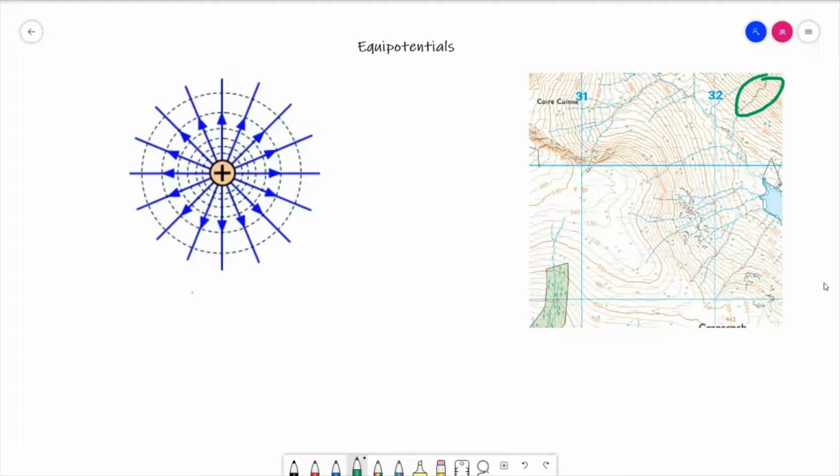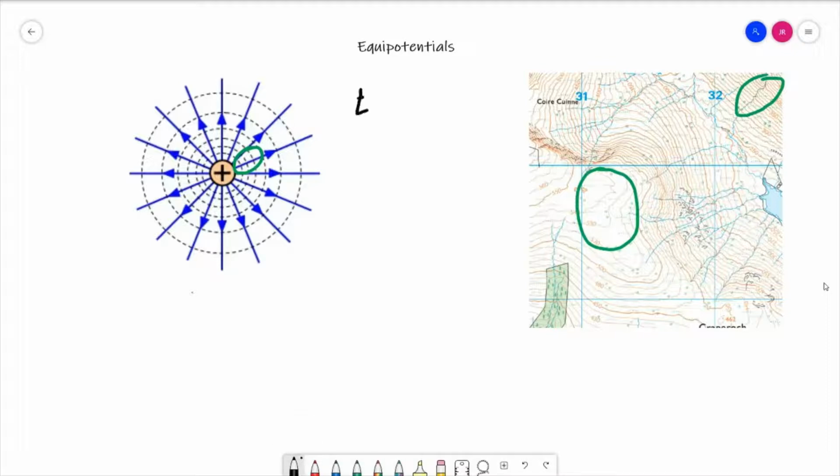If we have a look nearer the middle of the map in this area here, the contour lines are very far apart, so if I was walking in that area, I would expect that ground to be a lot flatter than the area obviously in the top right hand corner. Coming back to our equipotentials then, what it means for the electric field is that in areas where the equipotentials are close together, that represents a strong electric field. The electric field strength will be quite high. Looking at the diagram, that's in the area close to the charge.